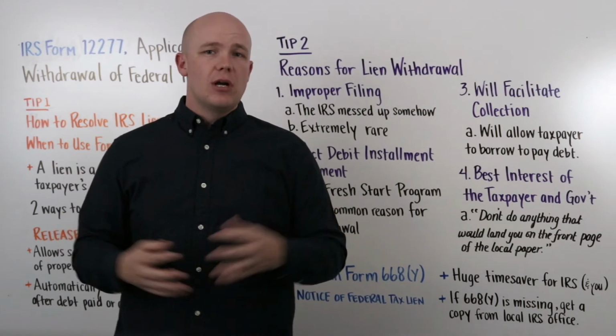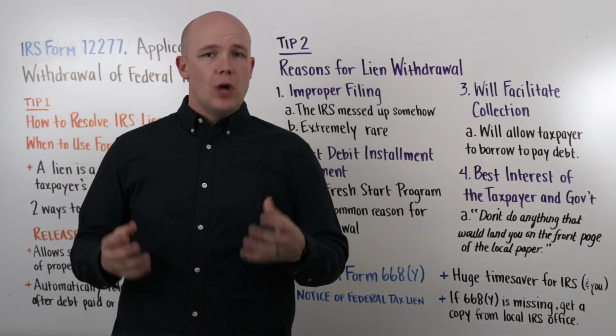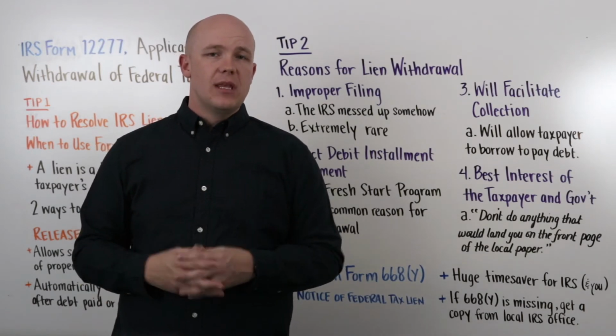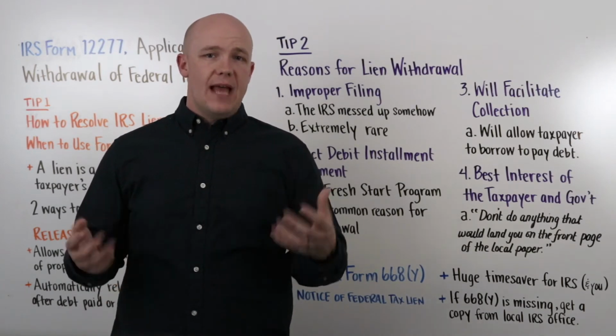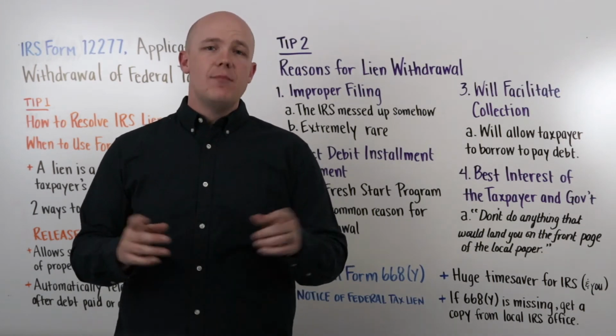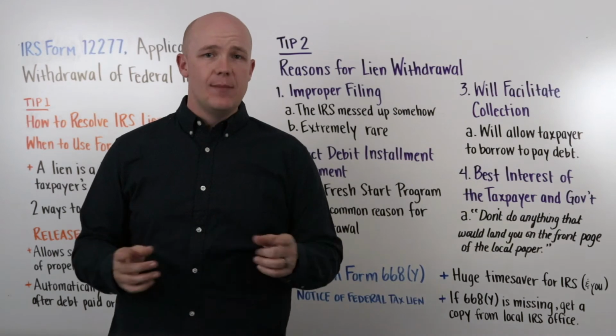The IRS Fresh Start program allows the IRS to withdraw a lien if the taxpayer has entered into a direct debit installment agreement. In order to qualify for withdrawal, the taxpayer must have filed all required tax returns for the last 3 years and must be current with any estimated tax payments.